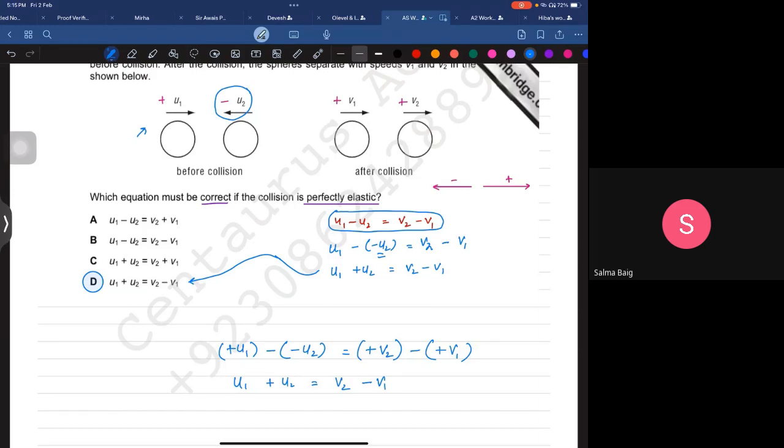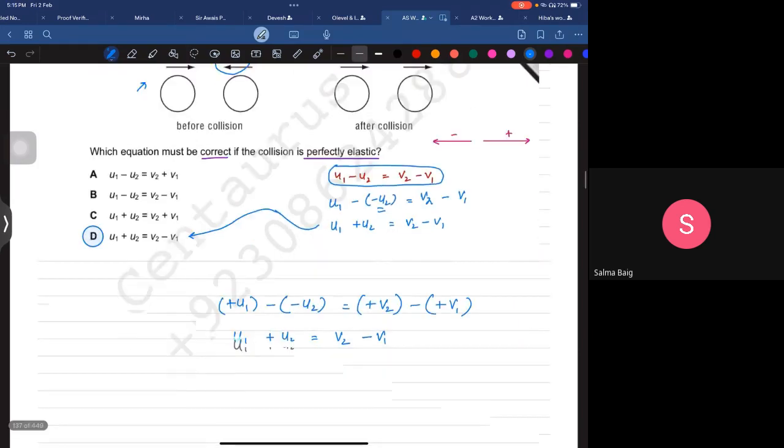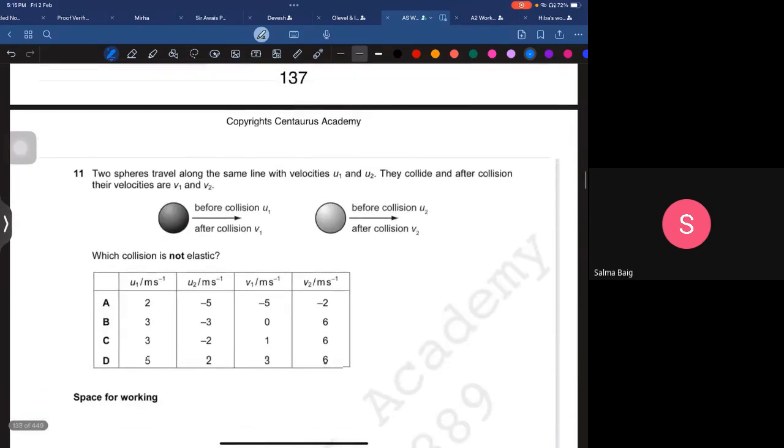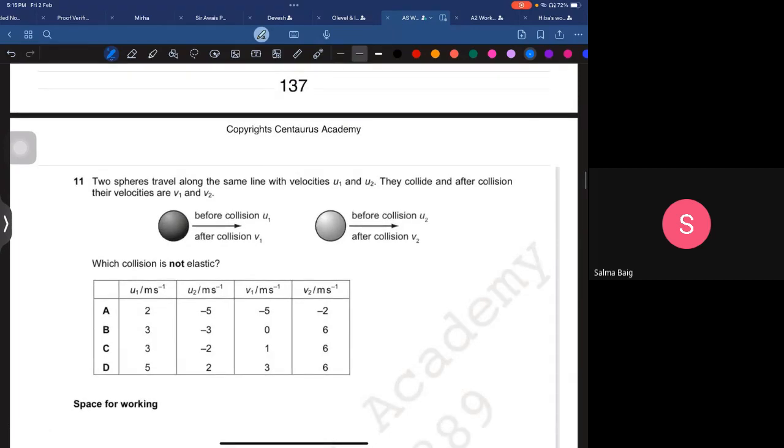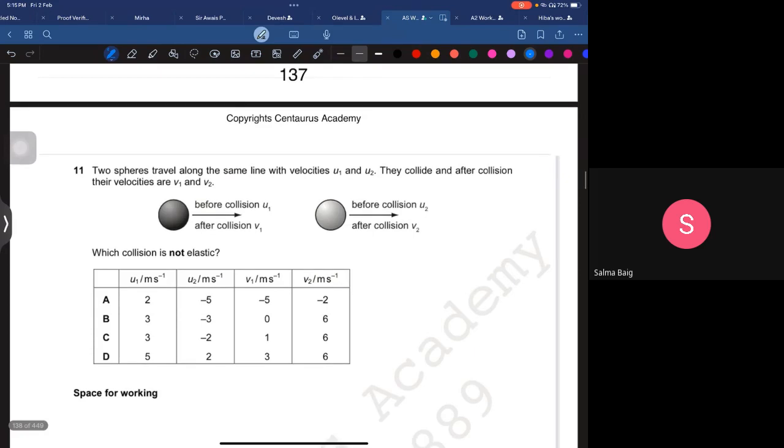All right. So I hope everybody understands this. With respect to this equation, we're going to look at the next question, and I'm going to show you how important it is when it comes to the MCQ specifically. For instance, if you check out this question, it says the sphere before collision is U1, after collision it's U2, and then V1 and V2. Now it says which collision is not elastic.